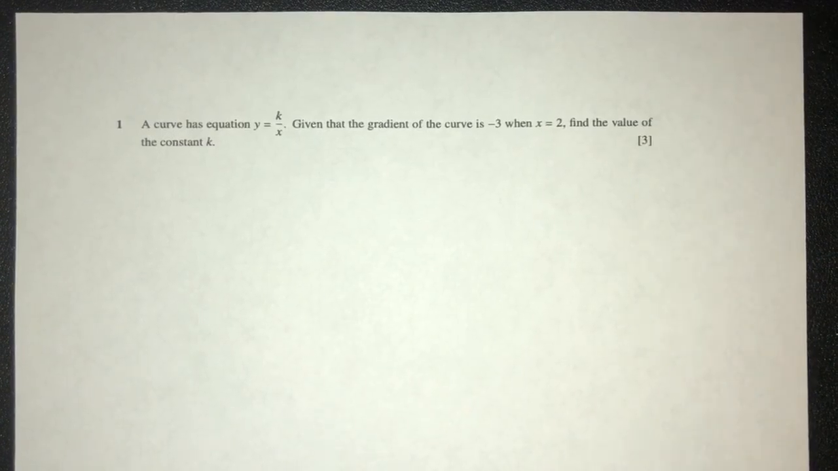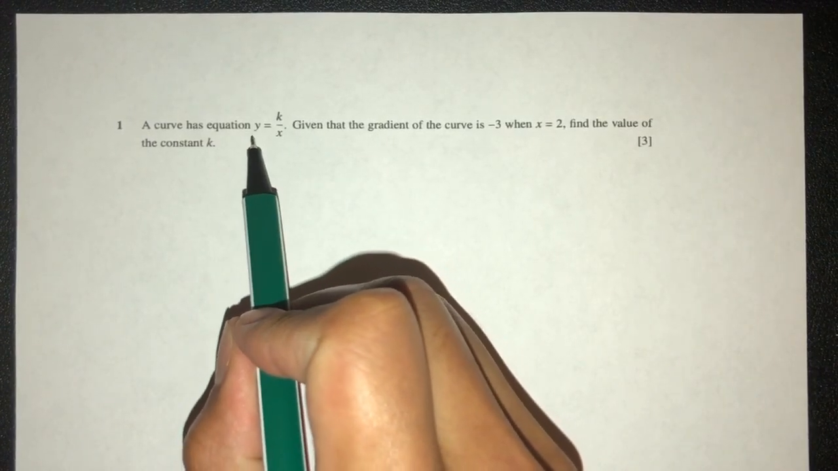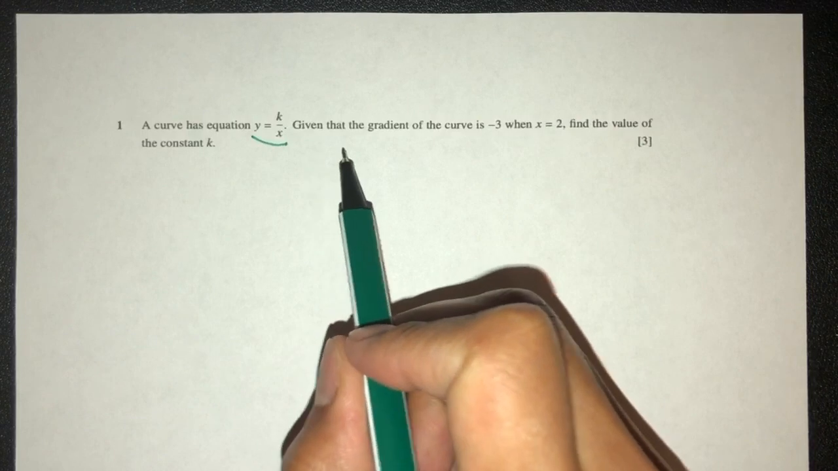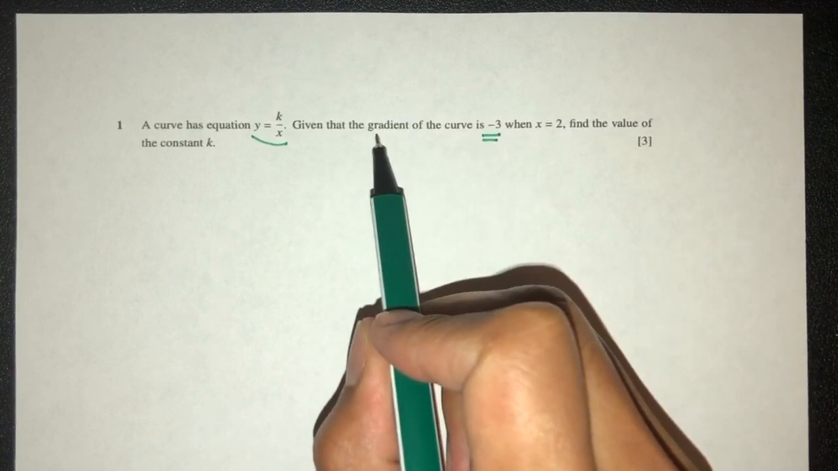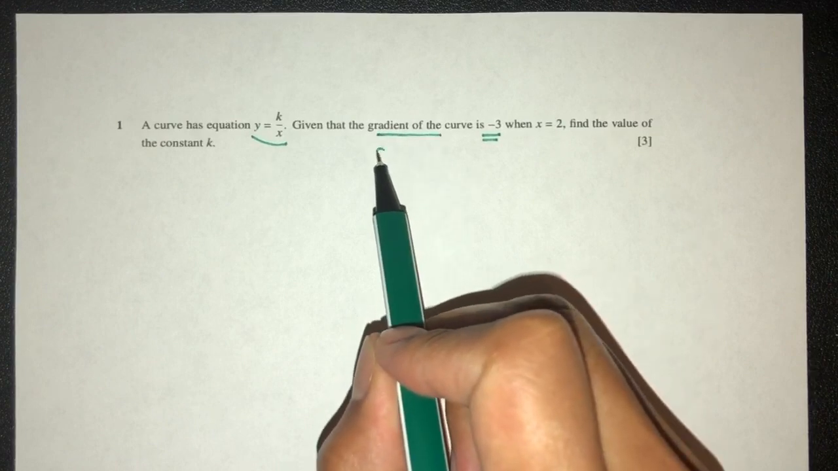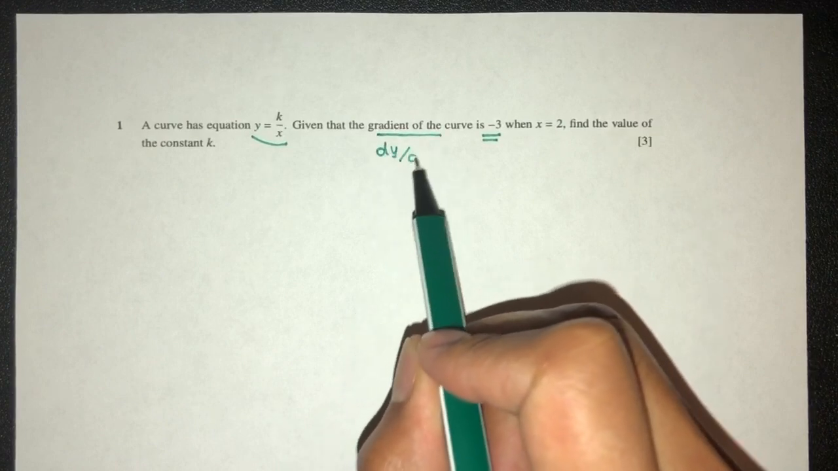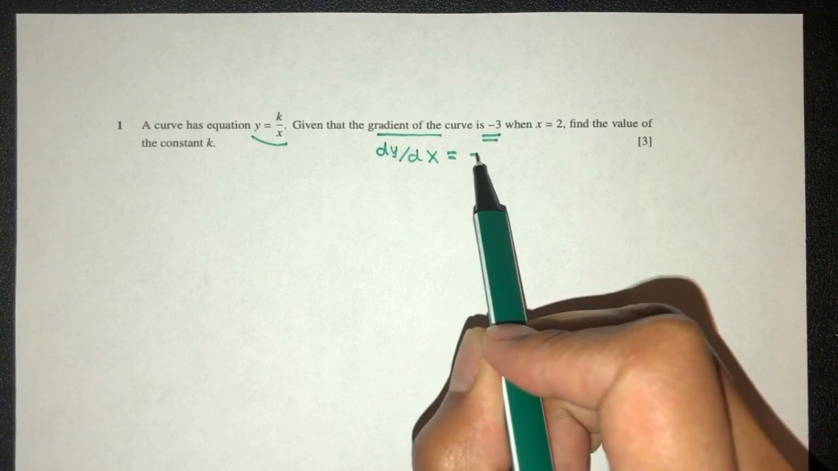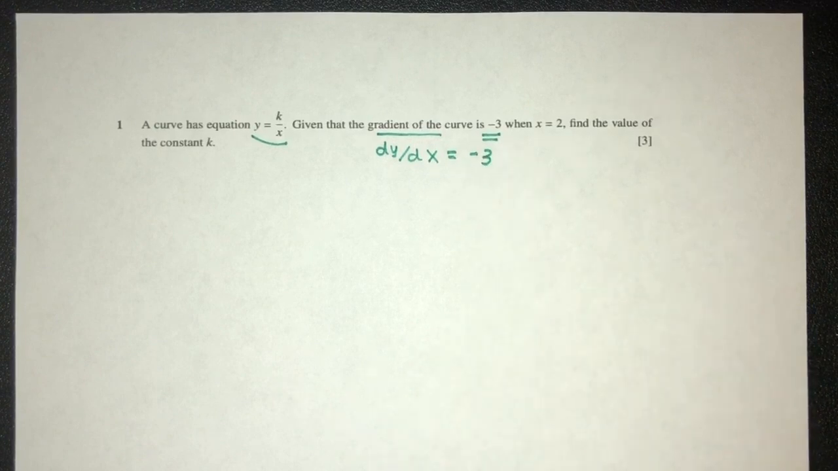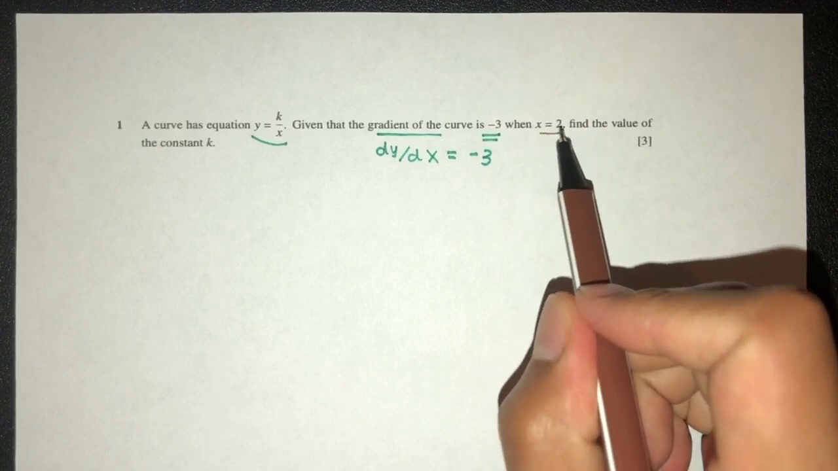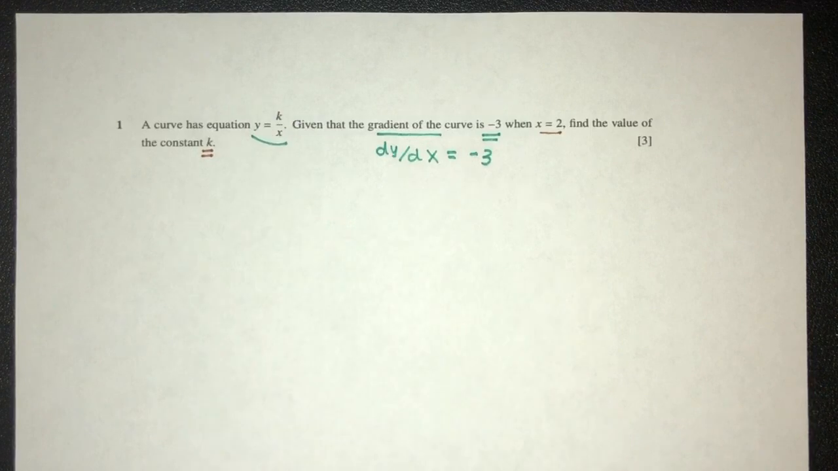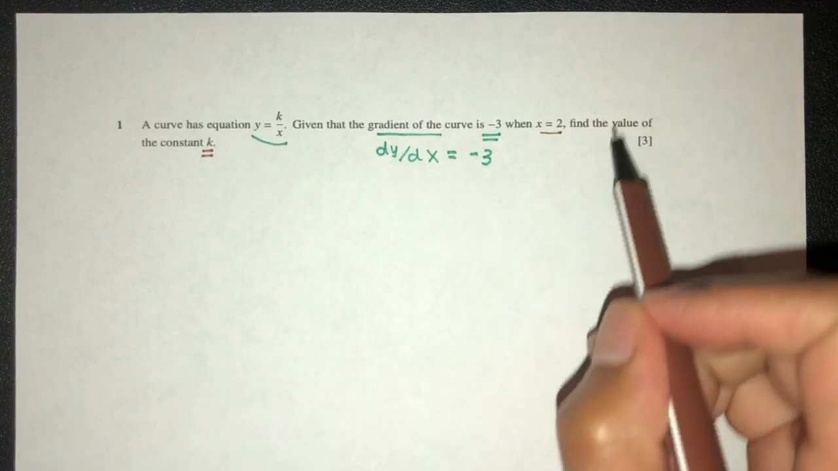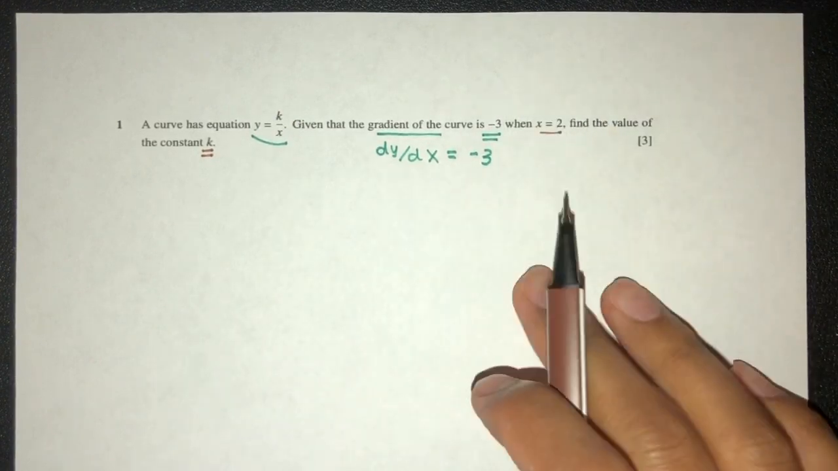So here we have a curve with equation y equals k over x. Given that the gradient of the curve is equal to minus 3, we understand that the gradient of a curve is always going to be dy by dx, which is equal to minus 3 when the value of x is equal to 2. Now find the value of the constant k. So we have to use this given information to find the value of k.